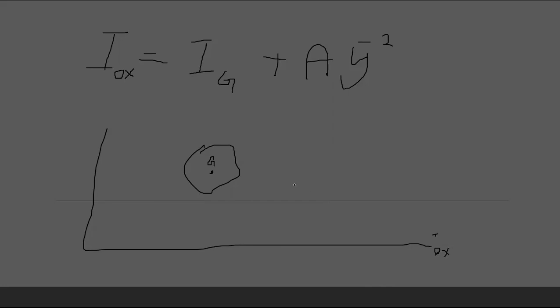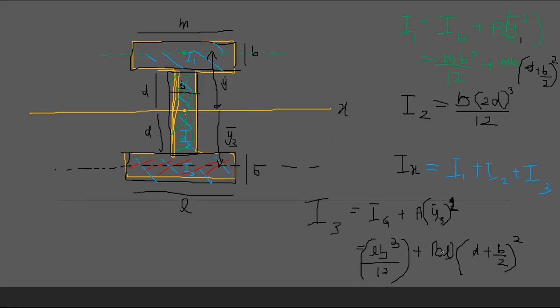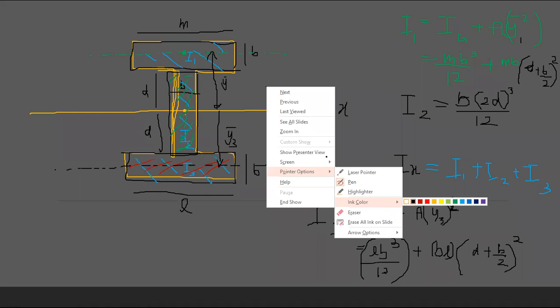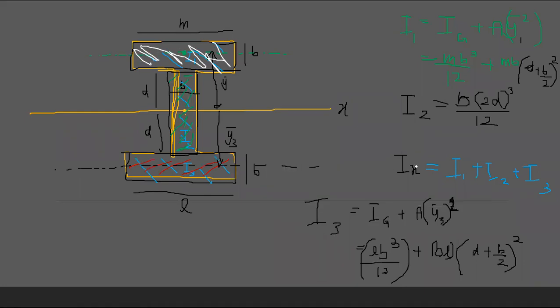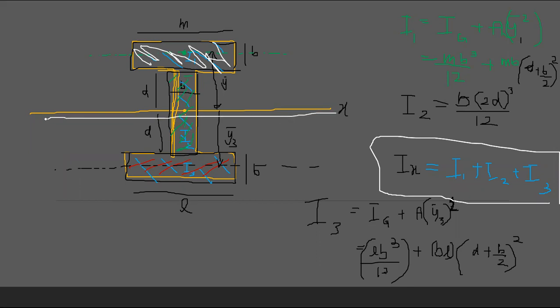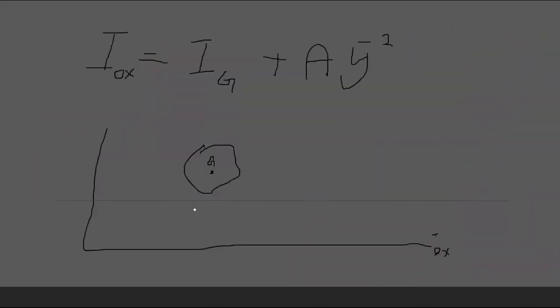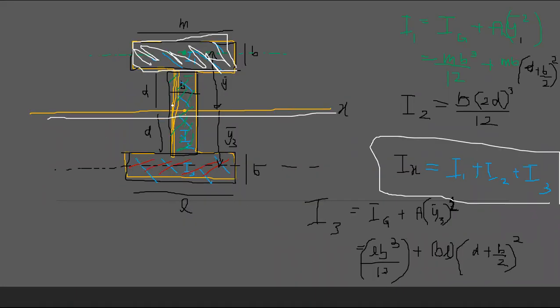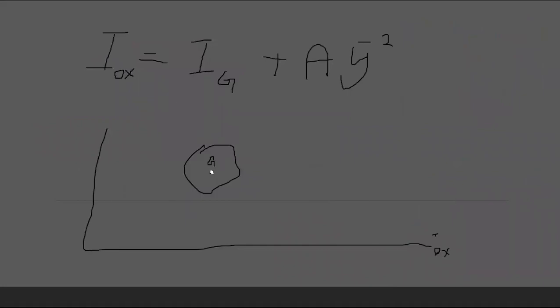So this is, let's say, OX. If you have some area like this, it's not going through the centroid, so let's consider only this area. You only need to add these three together to find IX. So you have X and some area which is far away from the axis, and you need to find I, because you separate these items.